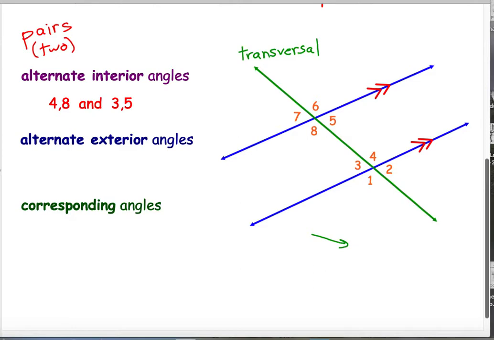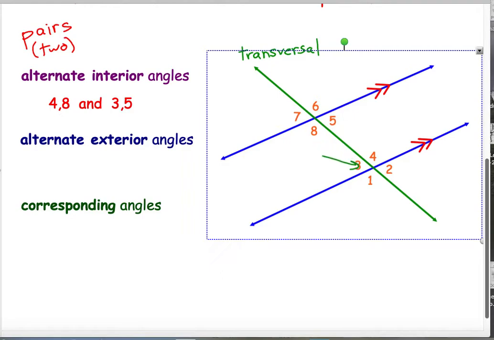How about alternate exterior angles? Well, the same logic applies. This time, alternate once again means opposite sides of the green transversal. Exterior now means that they are outside of these 2 blue parallel lines. So they're not in between, they're on the outside. So we're looking at these angles out here, 1 and 2, and these angles out here, 6 and 7. So we want them to be alternate, so for example 7, and then I have to go across the transversal to 2. So 7 and 2 are a pair of alternate exterior angles.